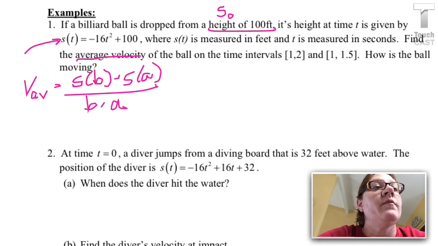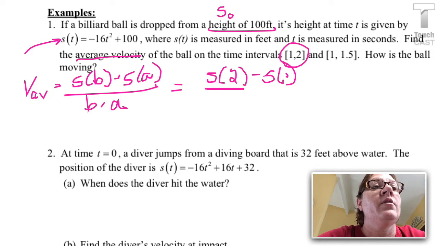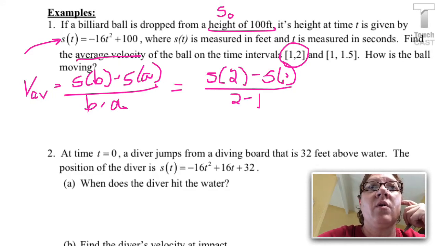And so I've got to do two different problems here. The first one is from 1 to 2. So I need S of 1. Actually, I'm going to do the later one first. That would make more sense, right? So S of 2 minus S of 1 over 2 minus 1. It shouldn't make any difference, obviously, what order I subtract them in, but this way I save myself some time of not having to deal with negative numbers.